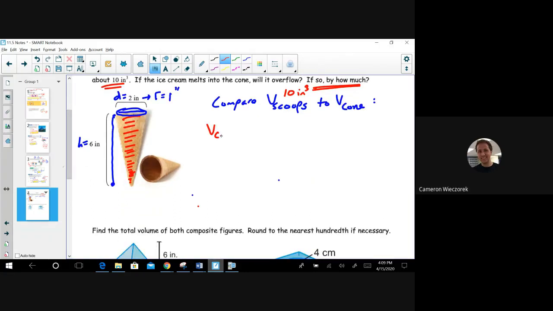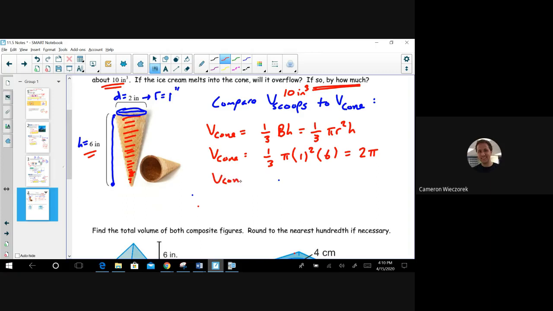So the volume of the cone, use our formula, 1/3 the area of the base times the height. And since the base is a circle, I'm just going to plug in pi r squared. So I get 1/3 pi times radius is 1, 1 squared, height is 6. 6 times 1 squared would be 6. 6 times a third would be 2. This is about 2 pi.